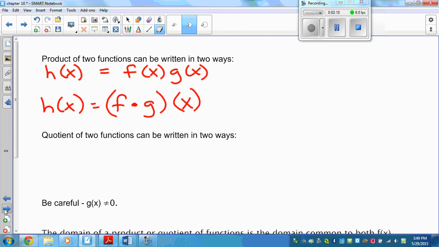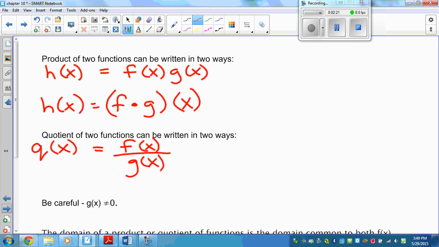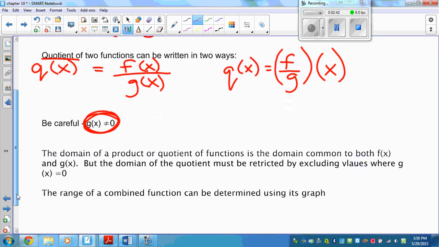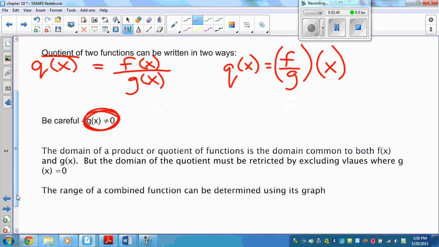Quotient can be written in two ways as well. So I'm going to use q just for quotient. So I can either say it's one function divided by another function, or I can write it in this way, f over g of x. They both mean the same thing, we divide. When we deal with quotients, we have to be very careful. The denominator can never be 0. So that's where we're going to pull in some of that information we got from chapter 9, where we have things like points of discontinuity and asymptotes.